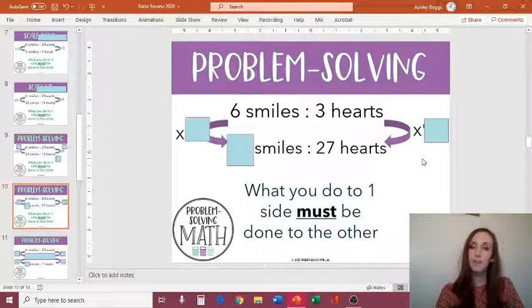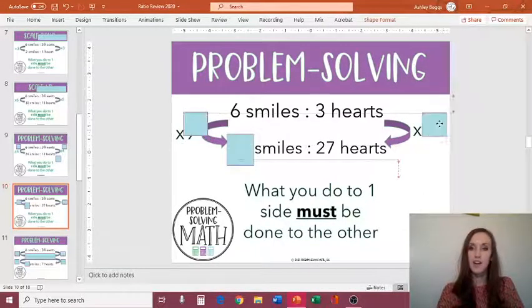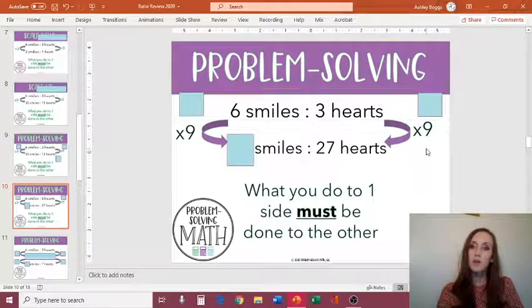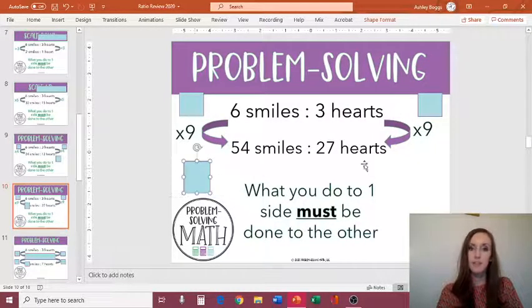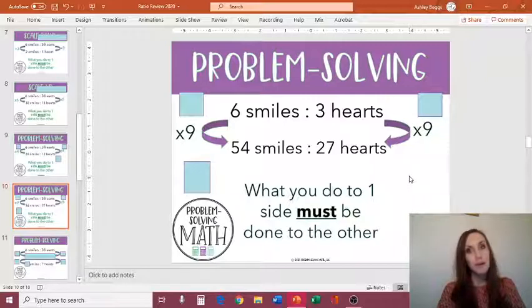How do we find what we're multiplying by? Well, we have to ask ourselves, 3 hearts times what gives us 27 hearts? That's right, 9. If we multiply one side by 9, we must multiply the other side by 9 to keep it even. 6 smiles times 9 gives us 54 smiles. Remember, what you do to one side must be done to the other.